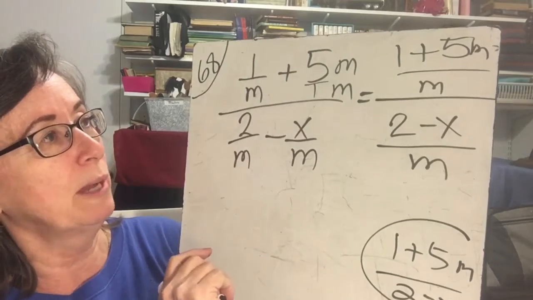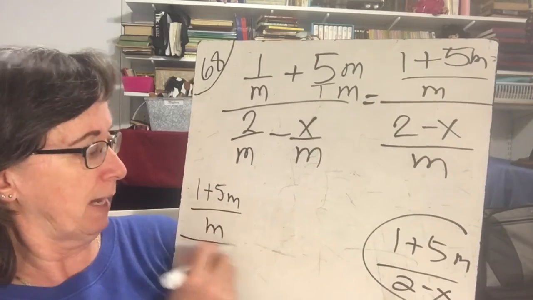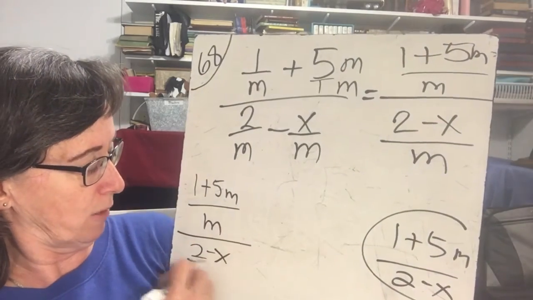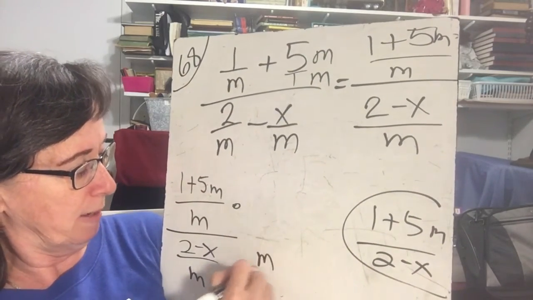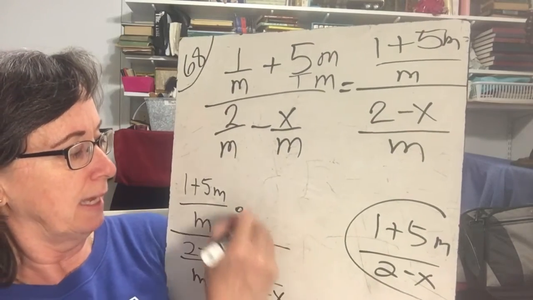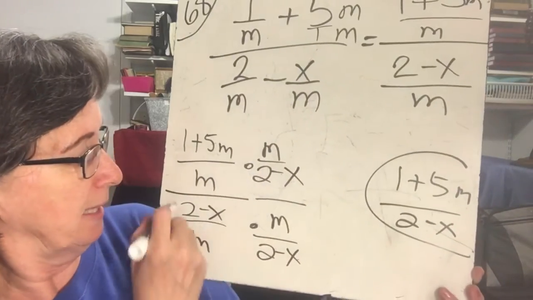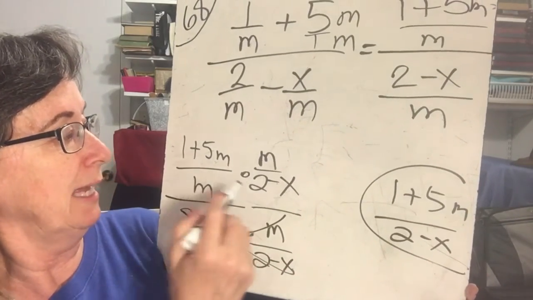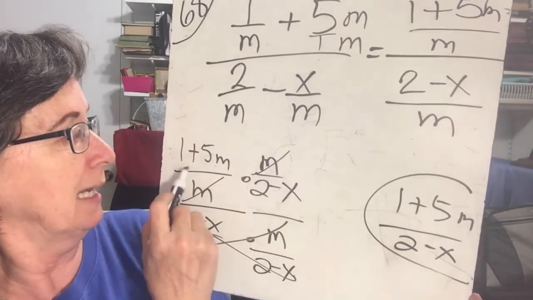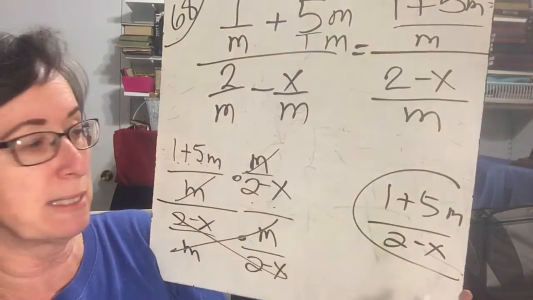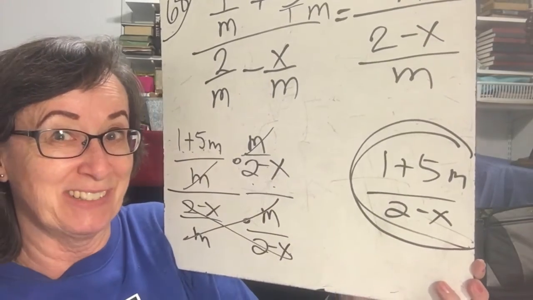Okay, so I'm going to have 1 plus 5M over M divided by 2 minus x over M times the reciprocal of the denominator, which is M over 2 minus x, M over 2 minus x. Okay, and then this is going to cancel. And then look what happens. My M on the top and my M on the bottom cancels, and I end up with 1 plus 5M divided by 2 minus x, which is what I got before. Did you get the same answer?